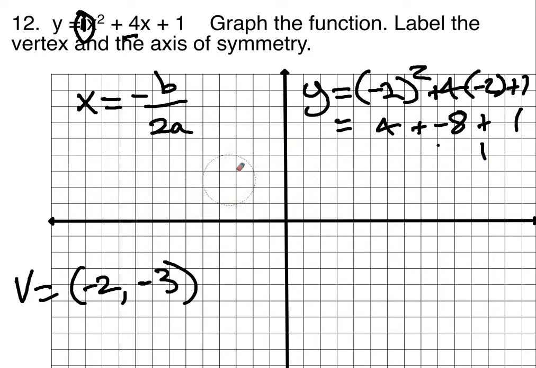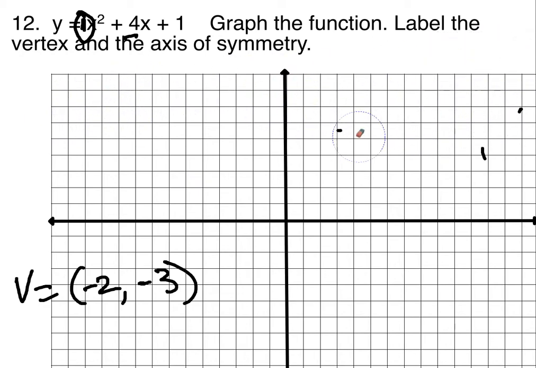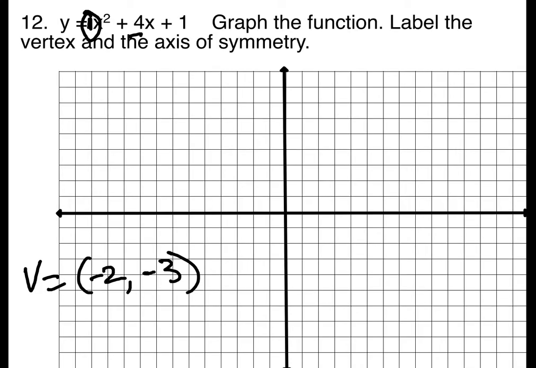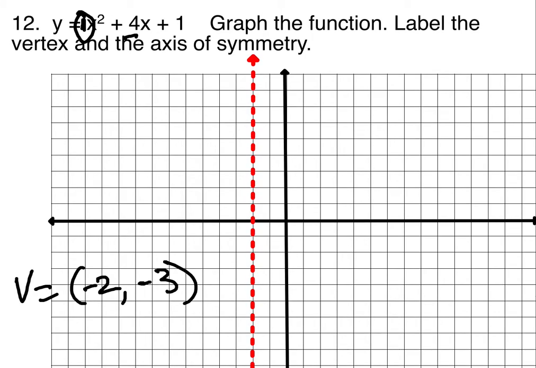Let's make some space to actually draw the graph. And remember, my axis of symmetry is the x value of this vertex. So at x equals negative 2, I have a vertical line. Let me go ahead and draw that on here. I'll do it in red. There is my beautiful axis of symmetry. And it is the line x equals negative 2. My vertex is at negative 2, negative 3. So this is the point, the first point of the graph.